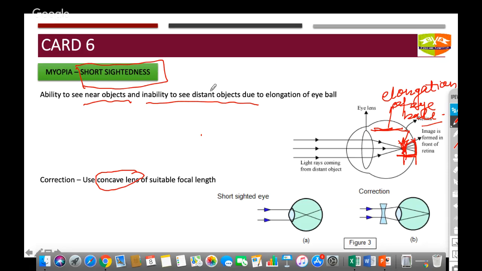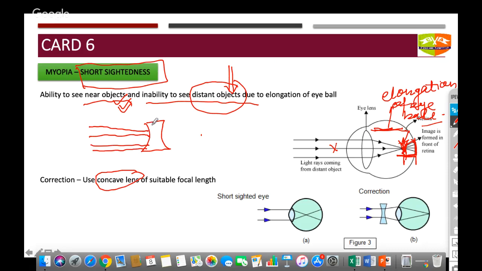It is not able to see distant objects, but it is able to see nearer objects. So if I'm able to convert distant objects into nearer objects, this particular lens will be able to make the image directly on the retina. So what happens? I have a concave lens here, and what is a concave lens? Diverging lens, we all know. So the distant object's parallel lines will come and it will diverge like this.